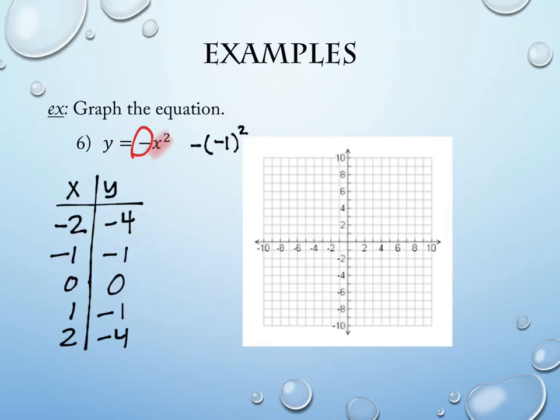It almost feels like, well, didn't the pattern kind of just do the same thing that the absolute value did? So let's graph it and explore that idea just a little bit. So I have negative 2, negative 4.